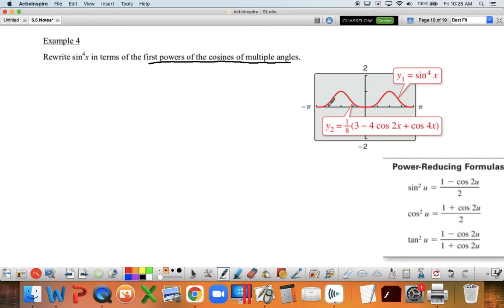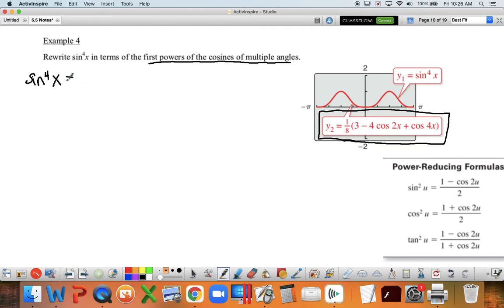And you'll notice up here, it already shows me my answer. So if I put sine to the fourth of x, or sine x raised to the fourth power, into Desmos, this is the curve that I will see. This is the answer that we're trying to get to. So I'm giving you the answer ahead of time. This is what we're trying to get to. So let's start working on this.